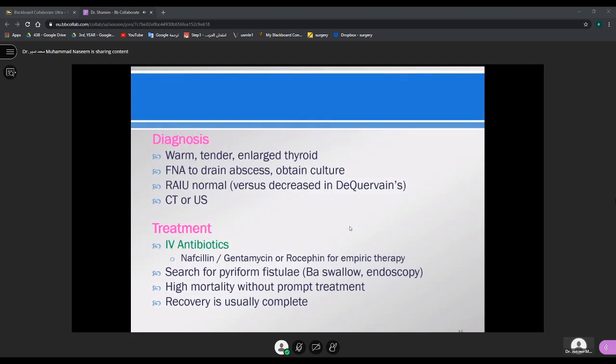Diagnosis is made by finding a warm, tender, enlarged thyroid. FNAC will reveal pus aspirating from the mass, and this pus should be sent for culture and sensitivity to select the appropriate antibiotic. Radioactive iodine uptake will be normal, as compared to De Quervain's when it is decreased. CT scan or ultrasound scan will confirm the collection of pus.